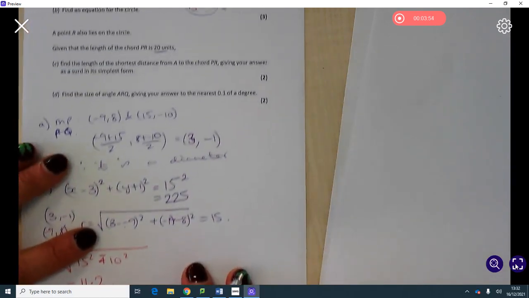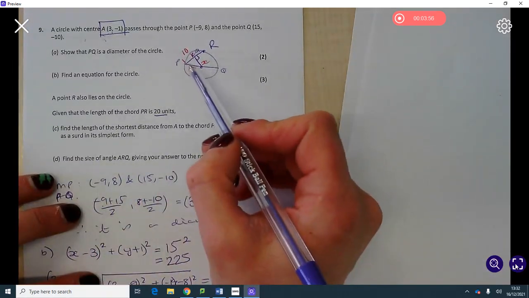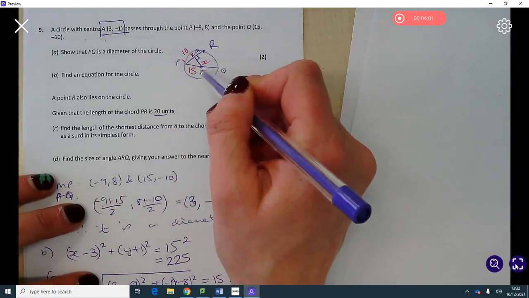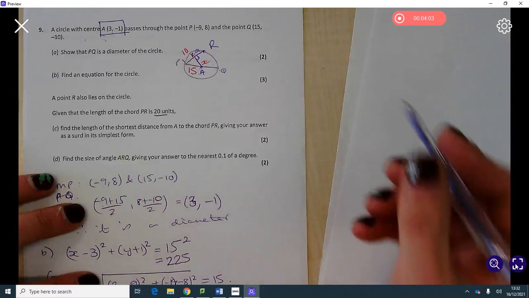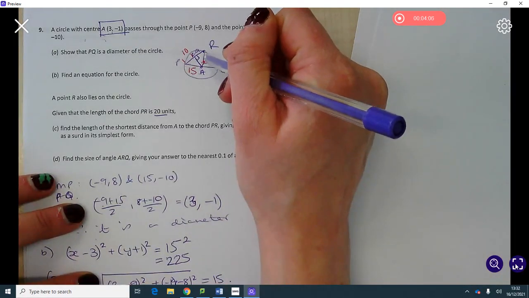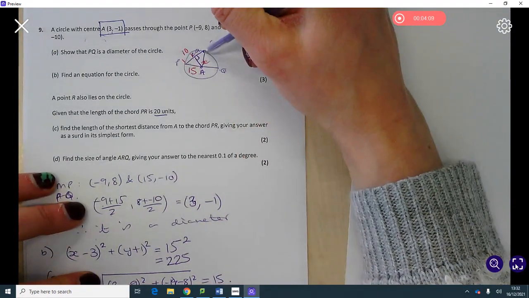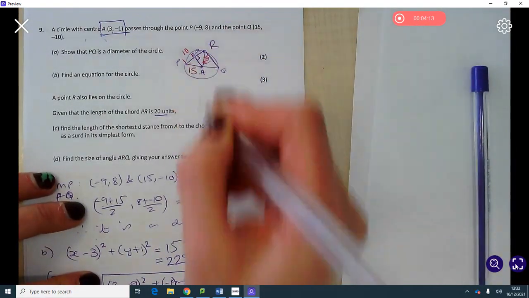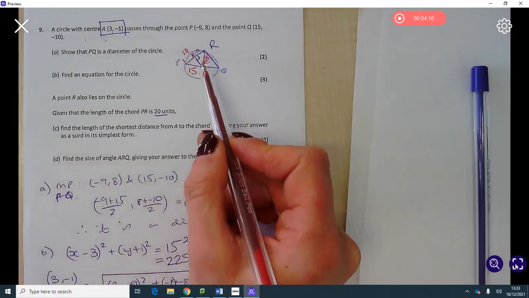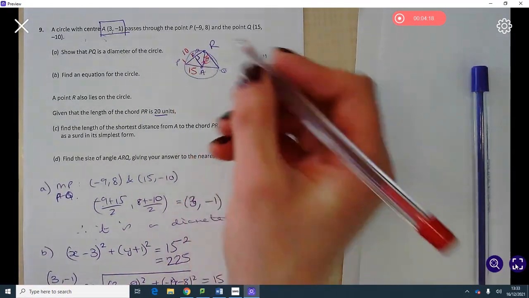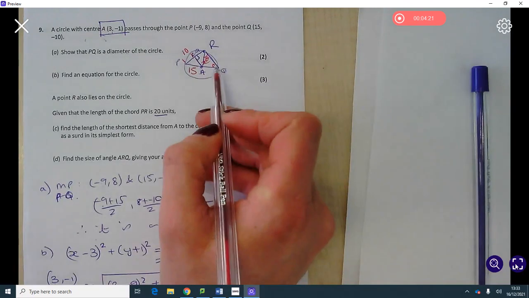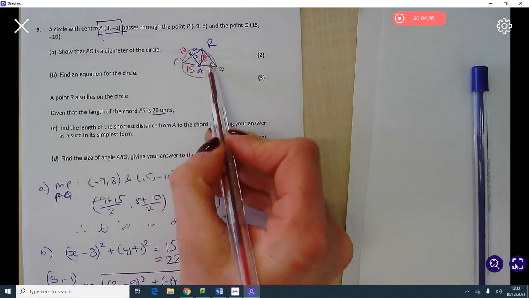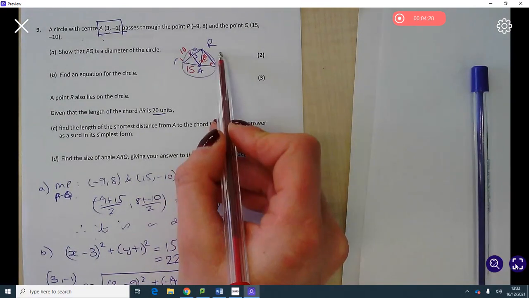For part D, we're asked to find the size of angle ARQ, where A is the centre of the circle, giving our answer to the nearest 0.1 of a degree. So I'm going to draw in the triangle ARQ, and I want this angle here. Now it's worth noting that that angle there, ARQ, is the same as angle AQR, because triangle ARQ is isosceles because it's made from 2 radii and a chord.